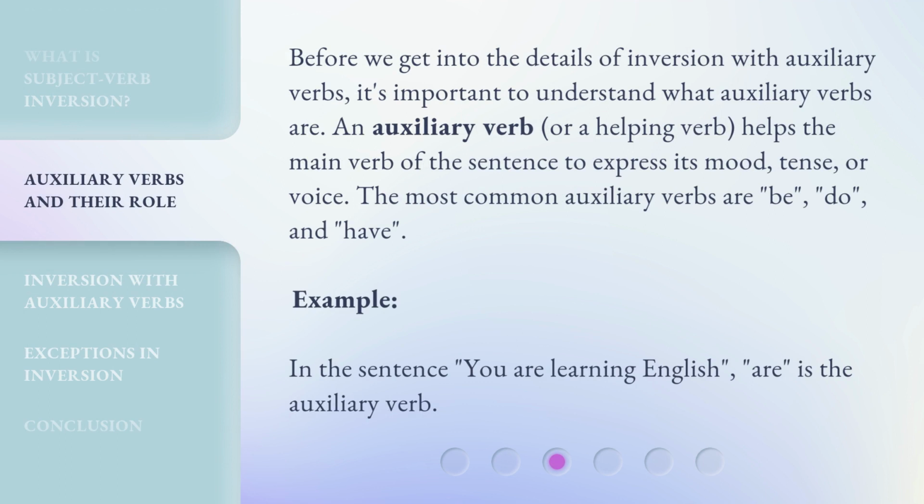Before we get into the details of inversion with auxiliary verbs, it's important to understand what auxiliary verbs are. An auxiliary verb, or a helping verb, helps the main verb of the sentence to express its mood, tense, or voice. The most common auxiliary verbs are be, do, and have. Example: in the sentence, you are learning English, are is the auxiliary verb.